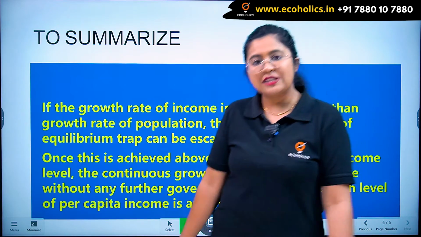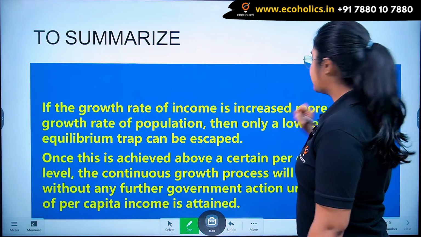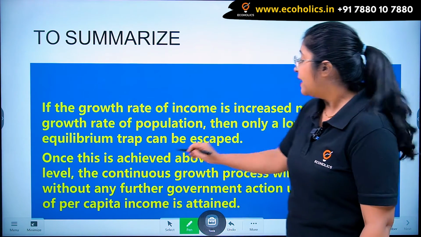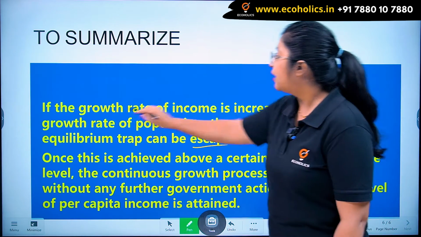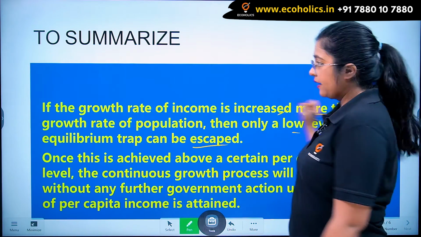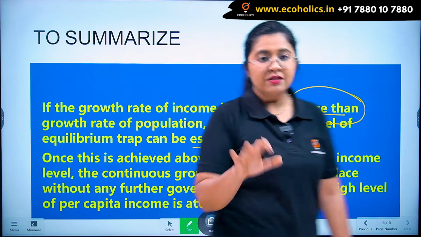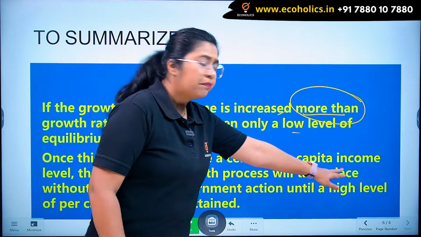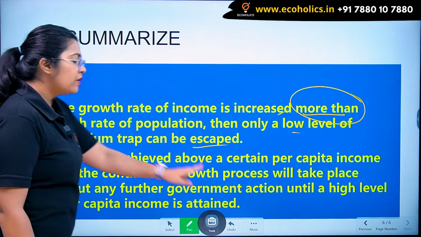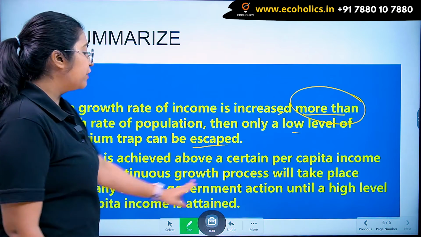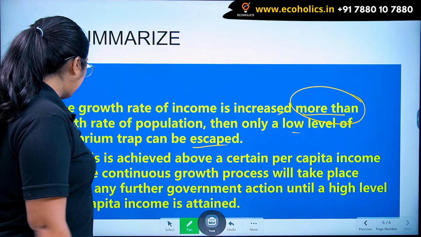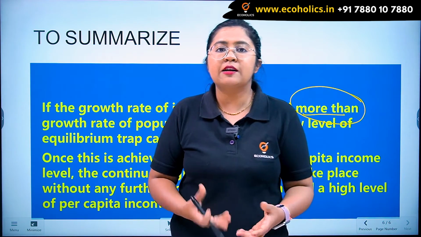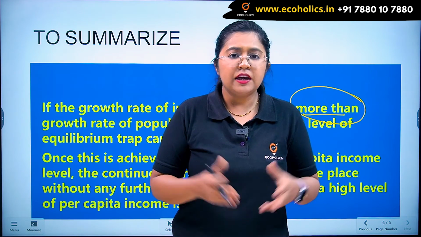And now, finally, to summarize, if the growth rate of income is increased more than the growth rate of population, then what happens? Then only a low-level equilibrium trap can be escaped. Okay, so the growth rate of income is increased more than the growth rate of population, this is the highlight of your summary. And secondly, once this is achieved above a certain level of per capita income, then what will happen? The continuous growth process will take place, and without any further government action, until a high level of per capita income is attained. So basically these are the two sentences which are like a summary statement out of the thesis of economist Richard Nelson.